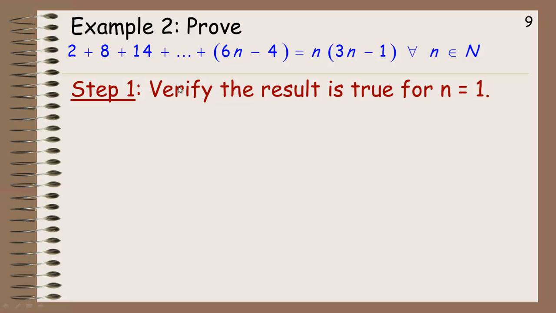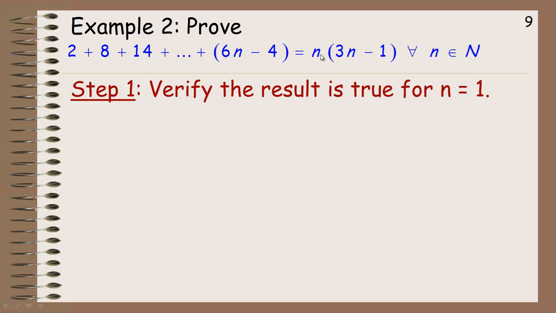Here's another example. We're asked to prove that 2 plus 8 plus 14 plus, and this is the general term, 6n minus 4. These are almost multiples of 6, except they're actually 4 less than the multiples of 6. We take the number n and multiply it by 6, but then subtract 4. So we get 2, 8, 14, etc. We're asked to show that the sum of that series is n times 3n minus 1. So if we want to find the sum of the first 50 numbers here, it would be 50 times 3 times 50 minus 1.